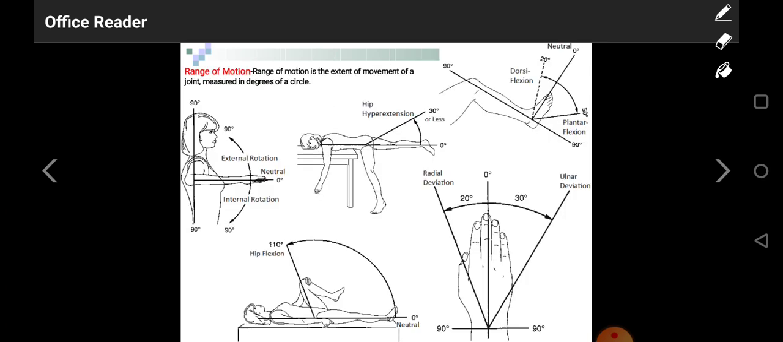Then range of motion. Range of motion is the extent of movement of a joint measured in degrees of a circle. Beyond this, a joint cannot be moved. For example, the range of motion of internal rotation is 90 degrees. Beyond this, it will not be rotated internally.